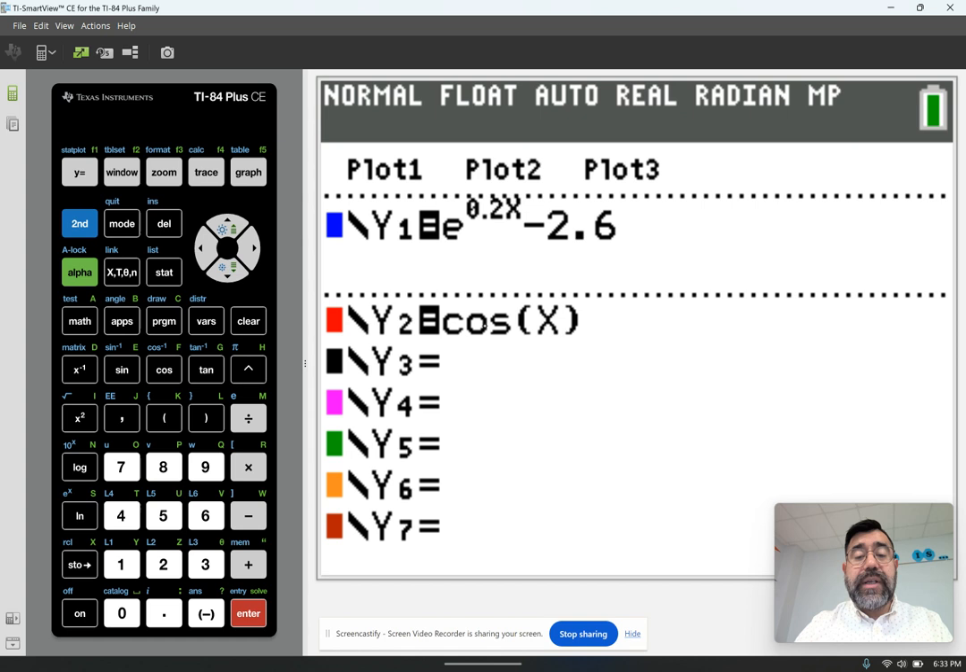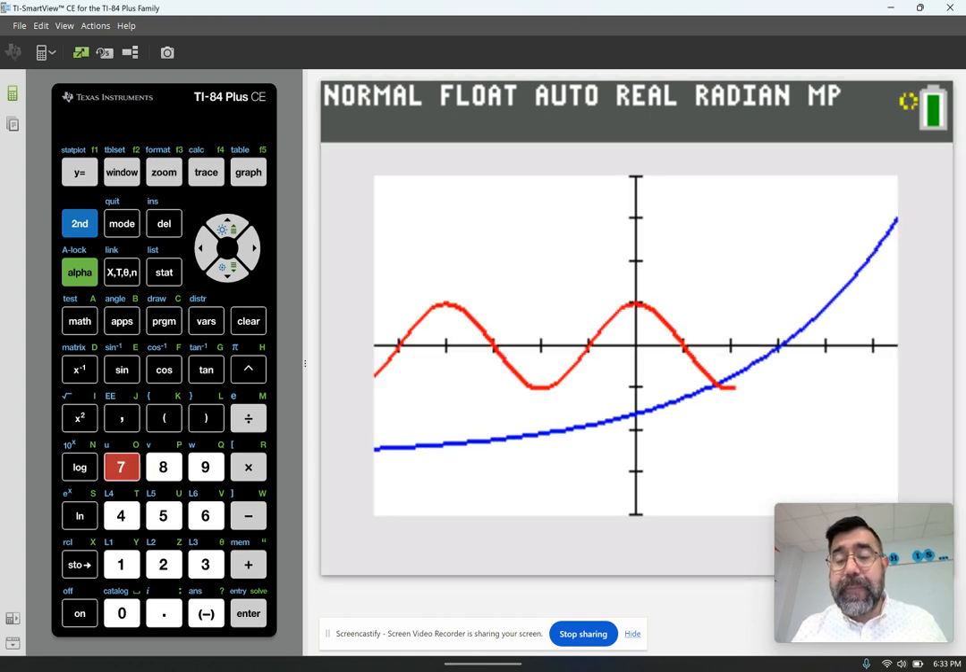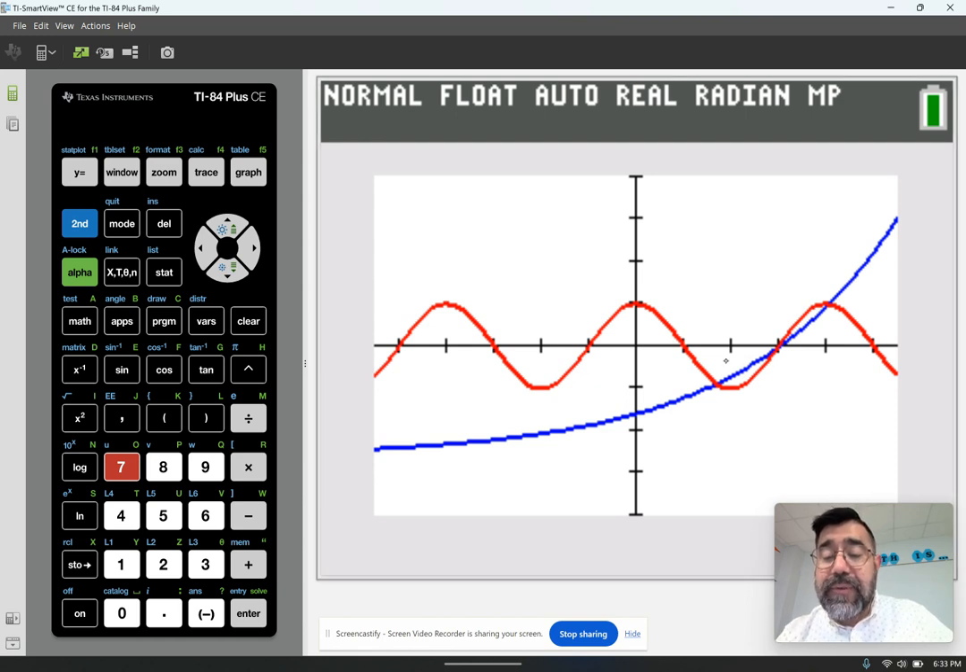Since I'm using cosine, maybe I'll do a zoom trig. That's going to set up my tick marks to go by pi over 2, pi, 3 pi over 2, 2 pi, and so on. So let me do a zoom trig and just see what it looks like. Okay, so this is what I'm looking for right here. This region that's trapped between these two, this slim region, because otherwise I'm not looking for anything else. So it has to be trapped between those two.